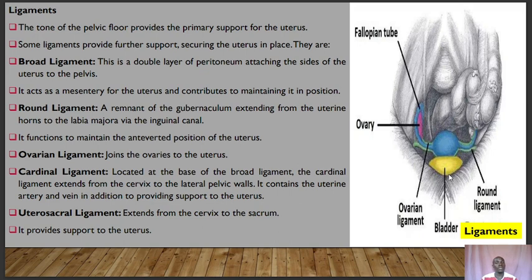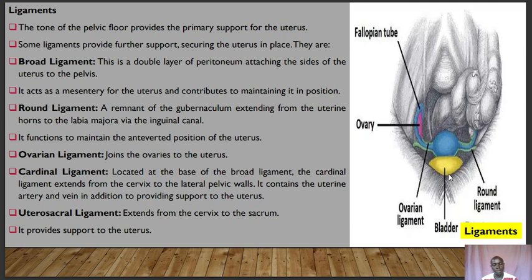So the uterus is kept in position by a number of ligaments. The tone of the pelvic floor provides the primary support for the uterus. Some ligaments provide further support, securing the uterus in position. And they are the broad ligament. The broad ligament is a double layer of peritoneum that attaches the sides of the uterus to the pelvis. It acts as a mesentery for the uterus and contributes to maintaining it in position.